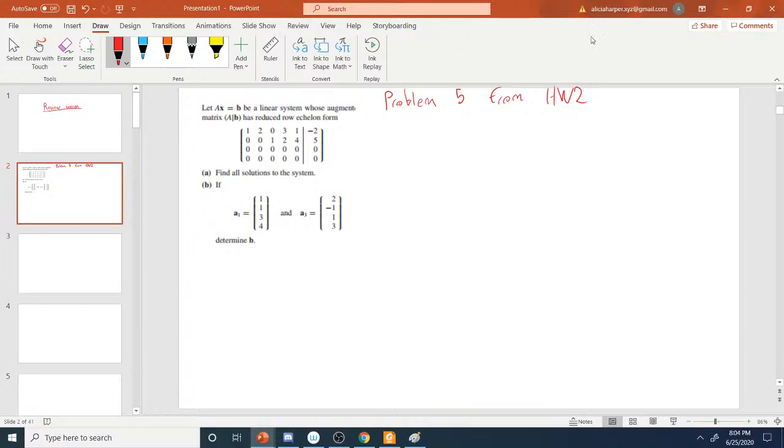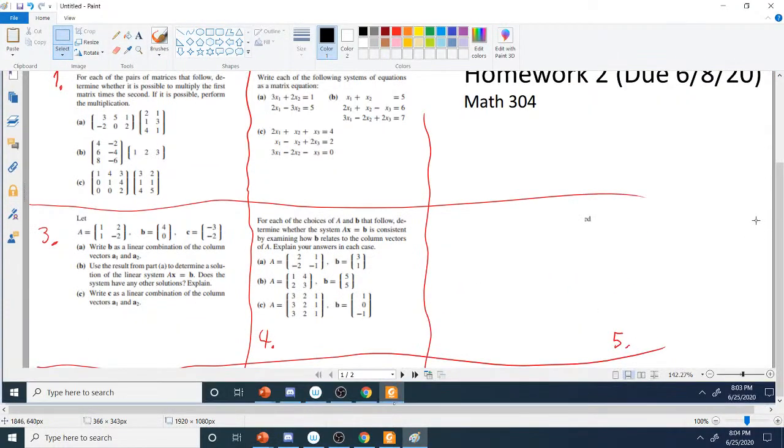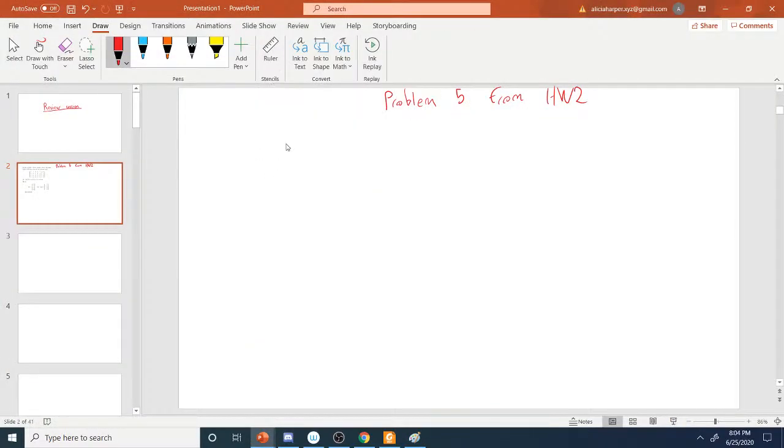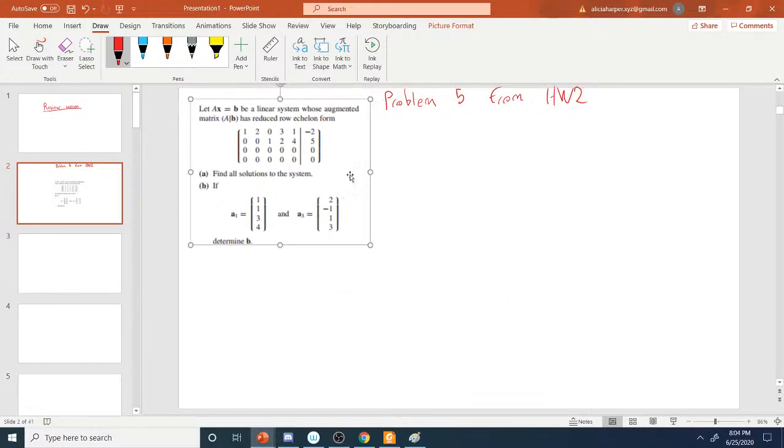Okay, so we have, let me just copy the whole thing because I got a little bit chopped off. Let AX equals B be a linear system whose augmented matrix A bar B has reduced row echelon form, this thing right here. Part A is to find all solutions to the system. And part B is to determine B after you replace the first column here and the third column here with this and this. So let's start with part A.